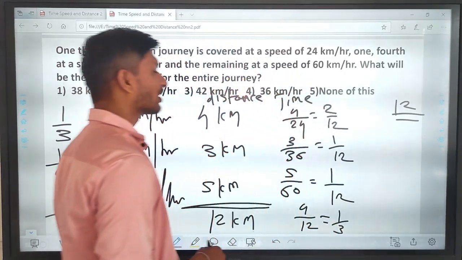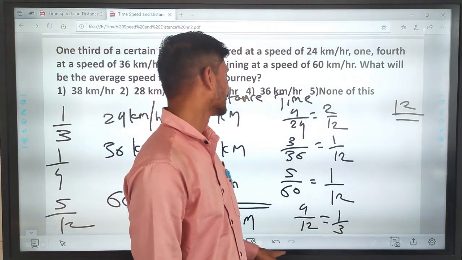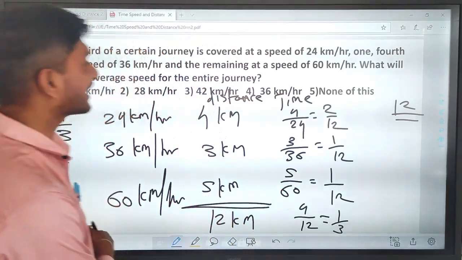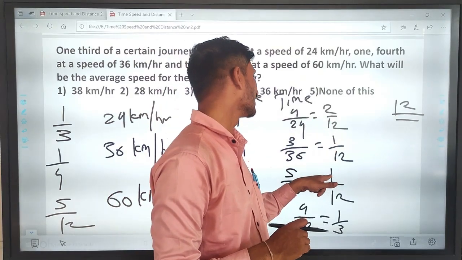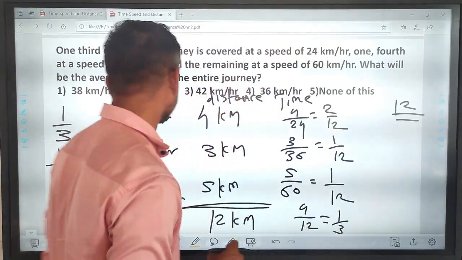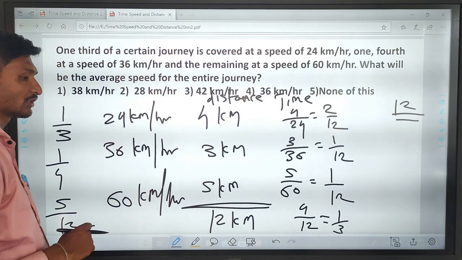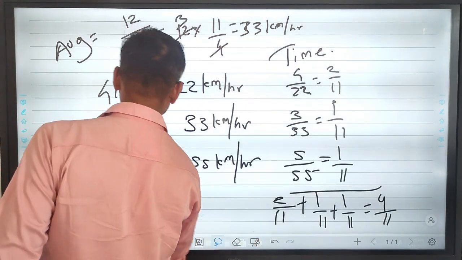Your time required to cover the whole 12 km is 2 by 12, 1 by 12, 1 by 12. Now we take the addition of these three, that means 2 plus 1 plus 1, 4 by 12, that is 1 by 3. Now here we find the average speed. Total distance is 12 km and total time is 1 by 3.